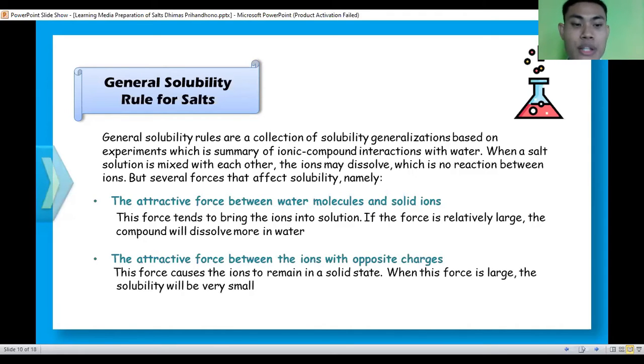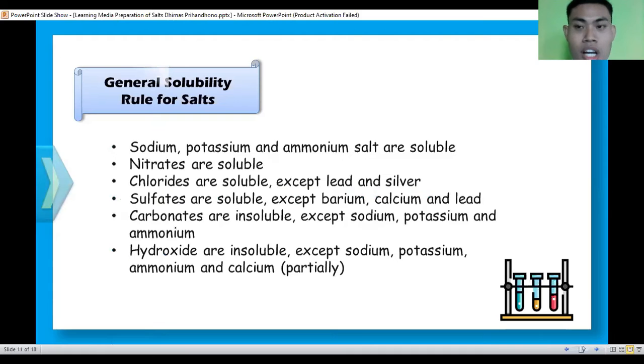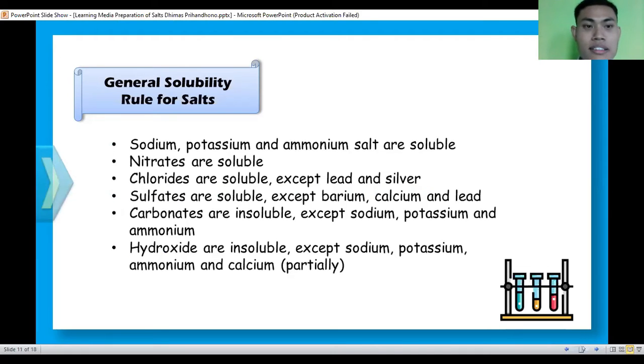The second one is the attractive force between ions with opposite charge. This force causes the ions to remain in a solid state. When this force is large, the solubility will be very small. Okay, this is the summary of the general solubility rules for salt.